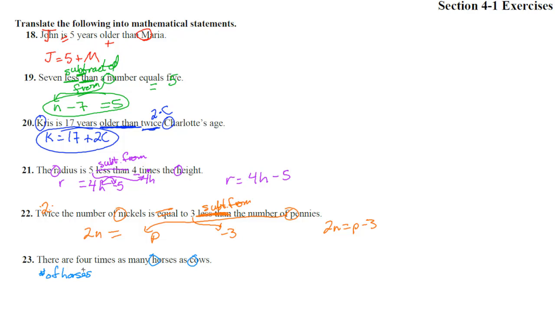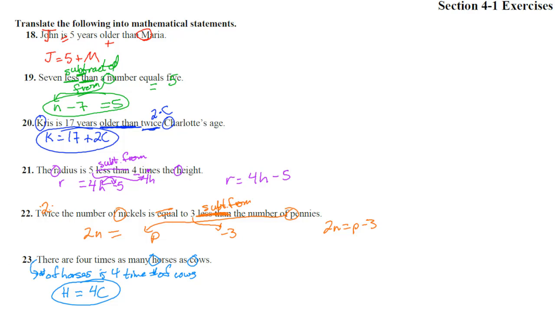There are 4 times as many horses as cows. So the number of horses is 4 times the number of cows. Oops, let's write that right. Okay, cows. All right, so the number of horses is 4 times the number of cows. Now notice that these two say the same thing. There are 4 times as many horses as cows. That means the number of horses, H, is 4 times the number of cows. There we go. That rewriting of it, that makes sense.